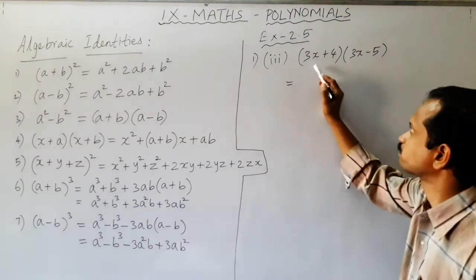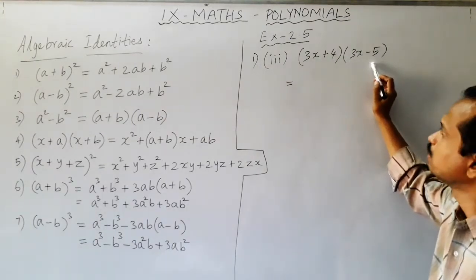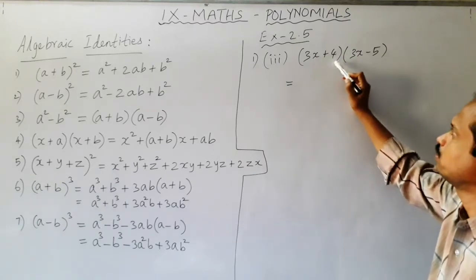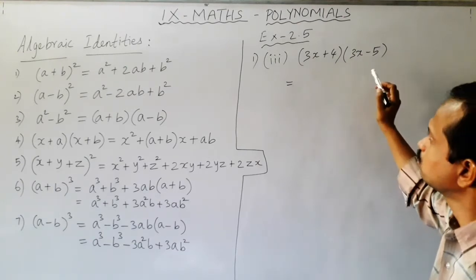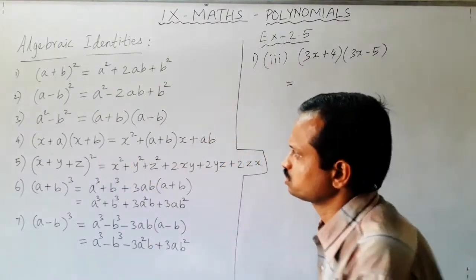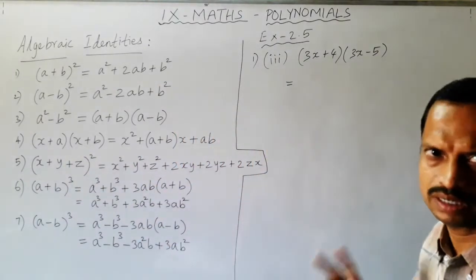You see, children, here (3x + 4) into (3x - 5). So the first term you see is the same, 3x. Only the difference is the second term. Here 4, here minus 5. So this is of the form of the fourth identity only. The first terms of the two brackets are the same, only the second term is different in the two brackets.